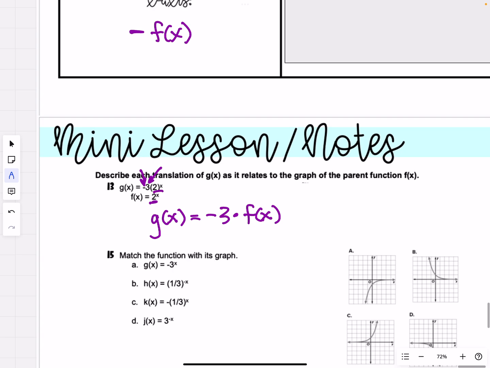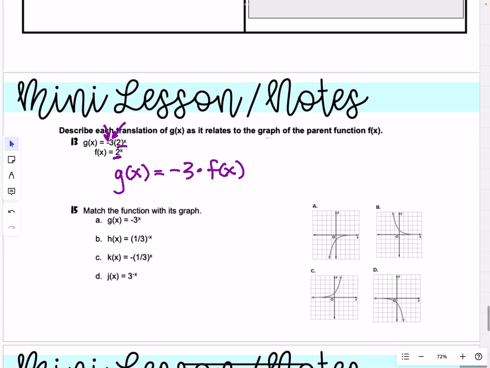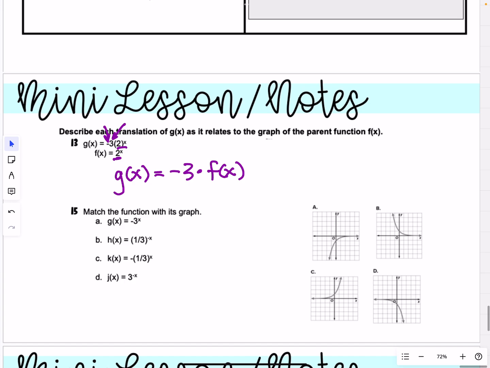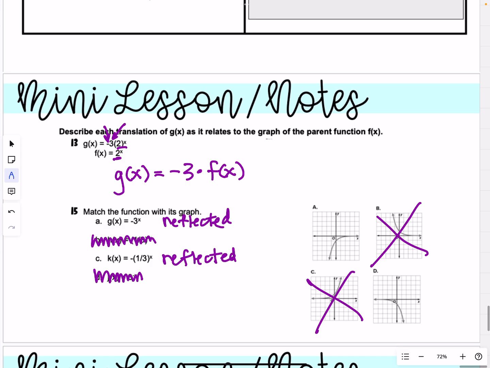Okay. All right. Let's match these functions. So let's cross out d because that's something we have not done. And let's cross off b because that's something we have not done. So let's look at what's going on with A and C. Notice that they both have a negative in front of them, which means that they're reflected. So they're both going to be going down, right? So we can cross off the exponential functions that are going to be going up.